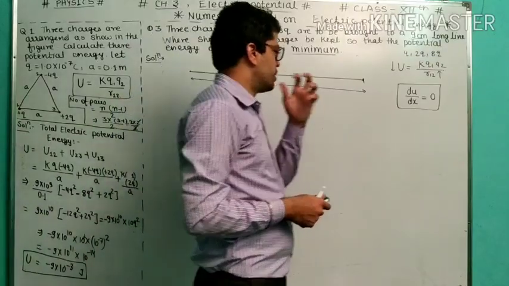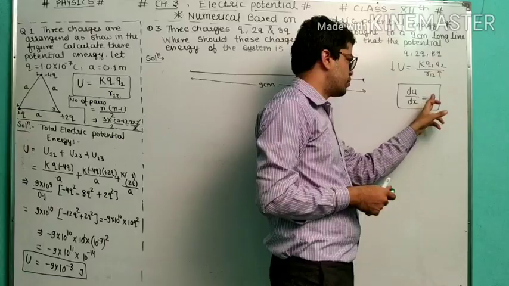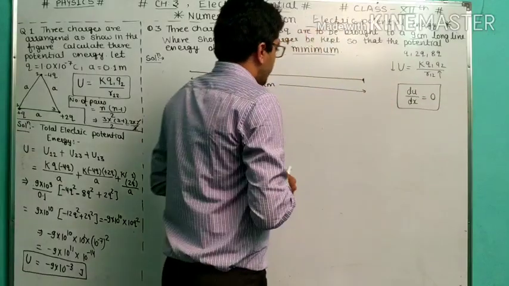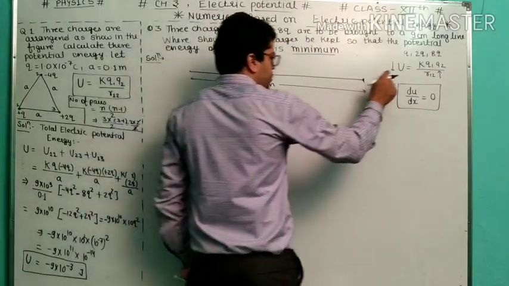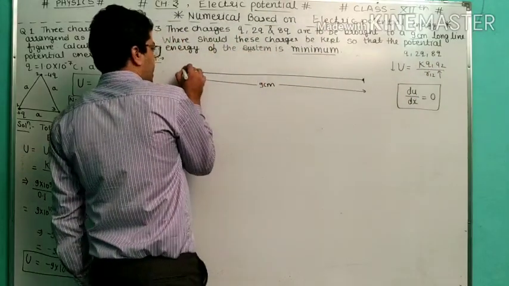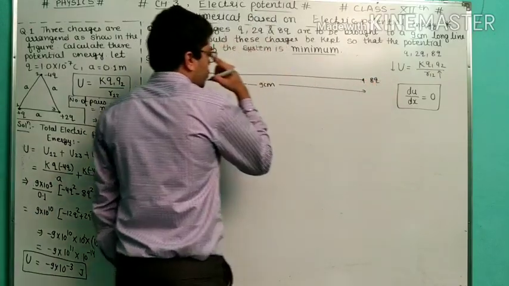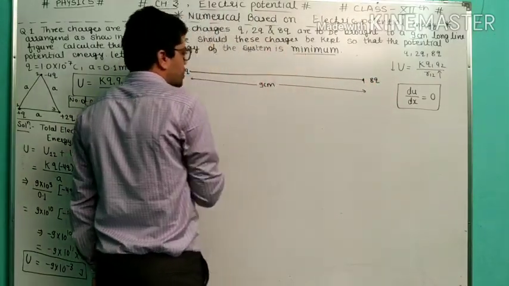So what we have to do? We have to find the minimum electrical potential energy. That means we have to find du by dx equal to 0. So we got the idea. With the help of basic formulas, we have to keep these two charges far from each other. So I put 2q here and 8q here. Now I want the minimum potential energy.